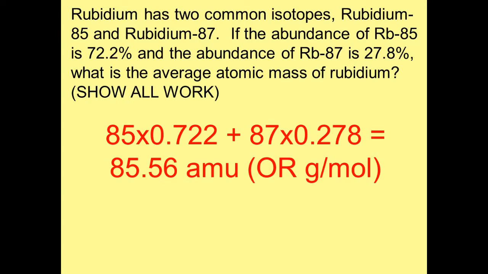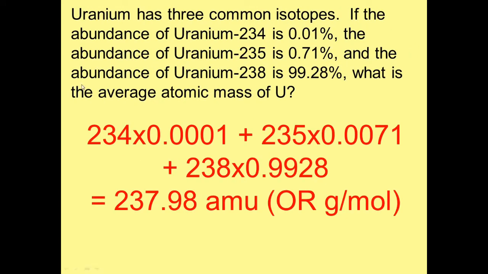Before I show the next screen, if you're filling in the blanks on your notes, I encourage you to go ahead and try that problem on your own and pause the video here. The next problem has 3 isotopes, and it's still done the same way, where you take each mass times the relative abundance and add them all together. The answer for that second problem should be 237.98.